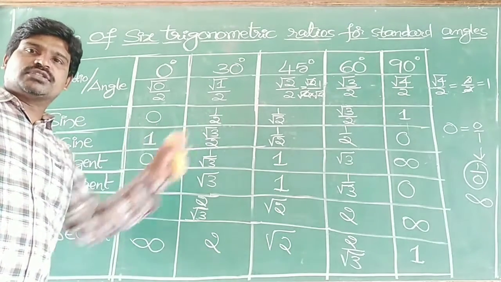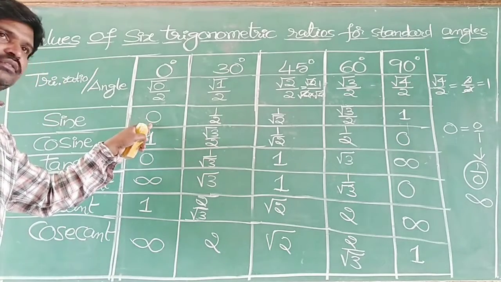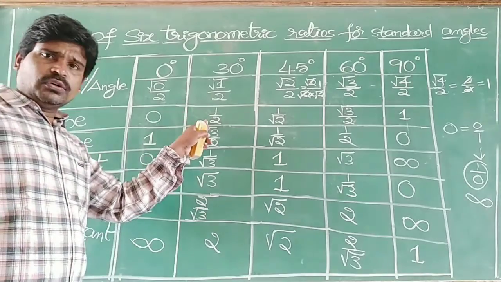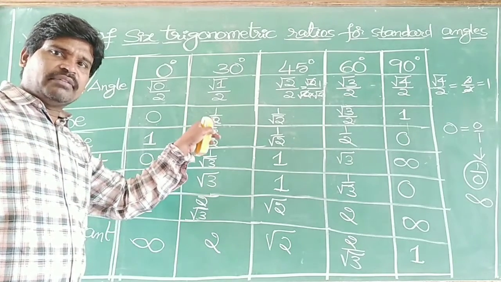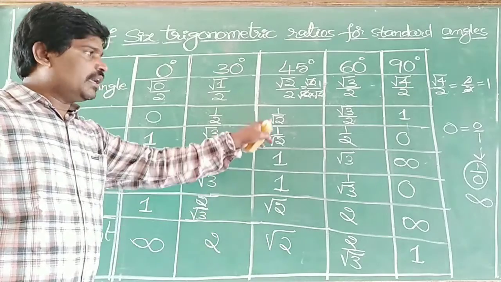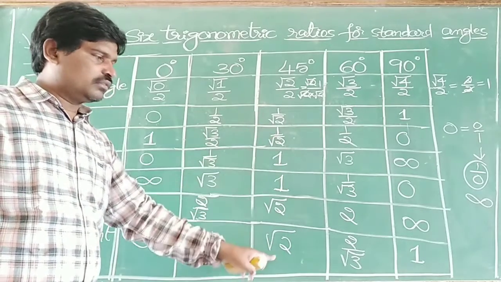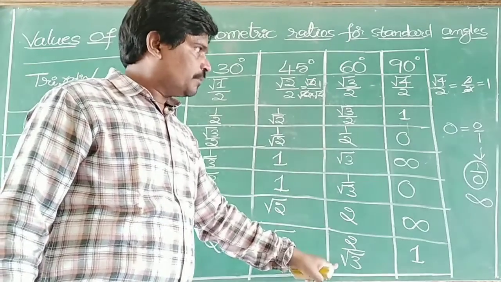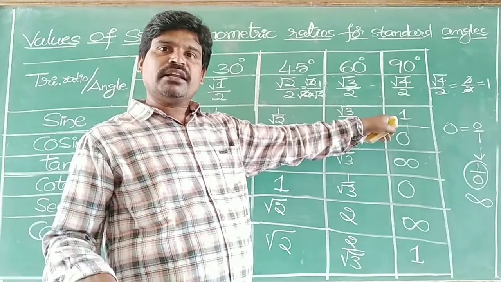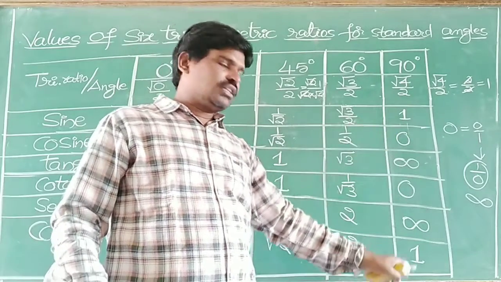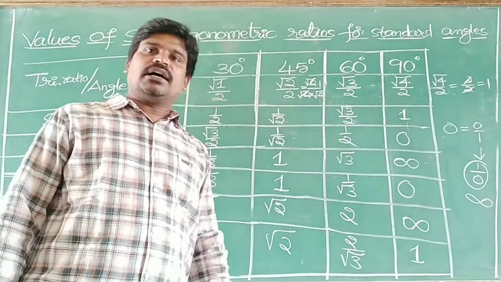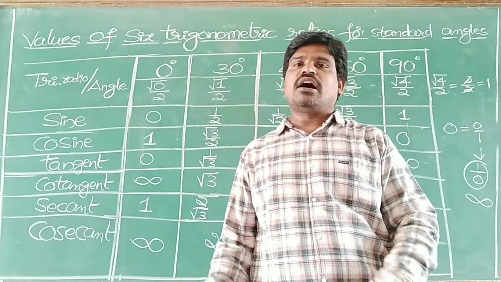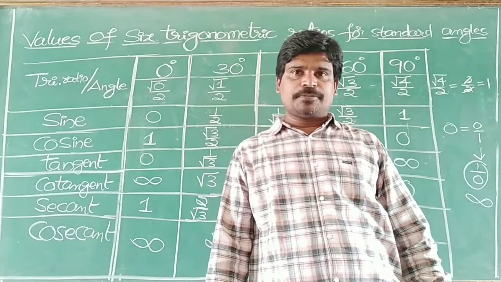Otherwise, cosecant we can find out from the sine also. Just take the reciprocal of sine values. 0 by 1, make it reverse, 1 by 0, infinity. 1 by 2, make it reverse, 2 by 1, 2. 1 by root 2, make it reverse, root 2 by 1, root 2. Root 3 by 2, make it reverse, 2 by root 3. Next 1 means 1 by 1, make it reverse, 1 by 1 only. So answer is 1. Like that we can remember the values of 6 trigonometric ratios of certain angles.